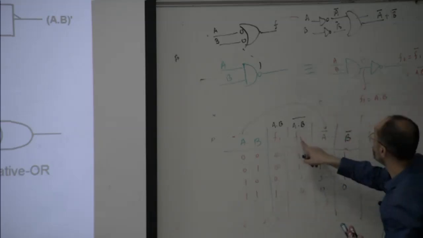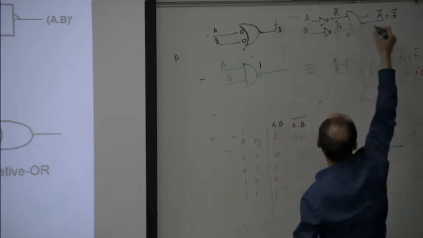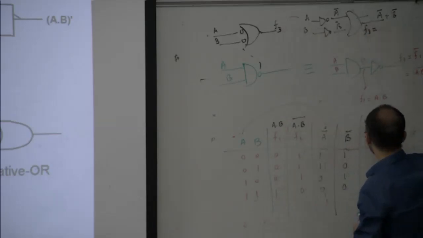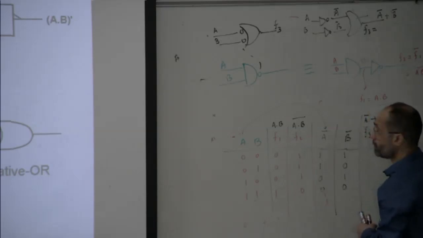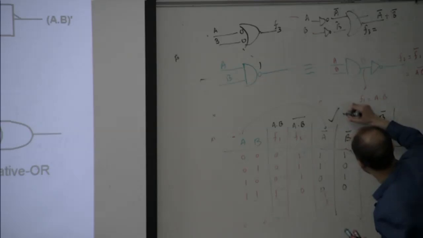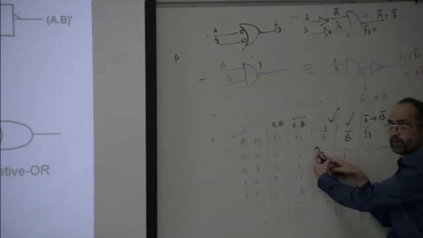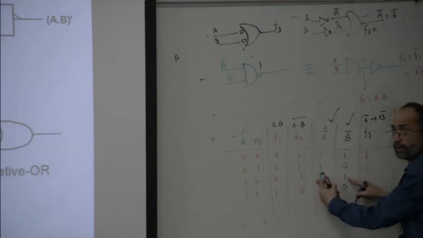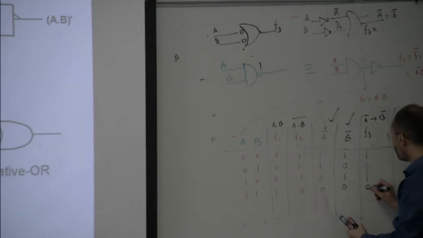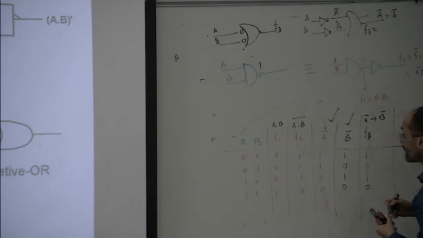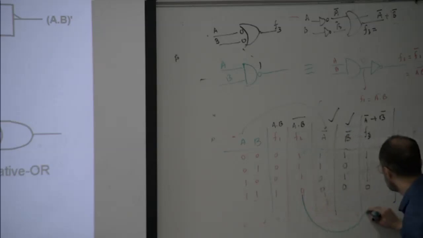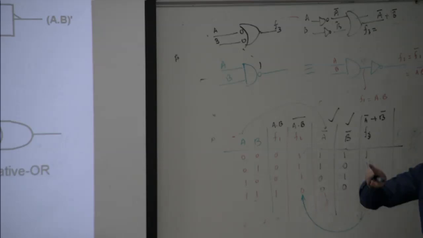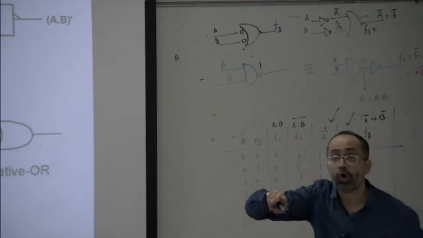Now we want to compute this. This was F. This one is F1, this one is F2, and let's assume this is F3. So F3 is equal to A bar or B bar. We are computing this, and taking OR. What about this? 1, 1, 1, 1, 0, 1, 0, 1, 1, 0, 0, 0. If you look here, are these two functions the same or different? Same. So the NAND gate is nothing but a negative OR gate.